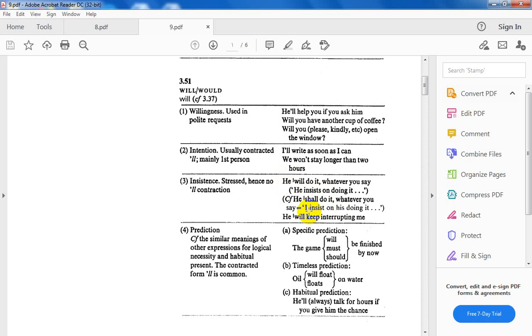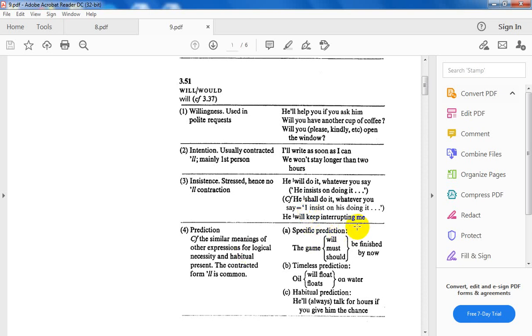For example, if I say that they shall do it, it means I insist on them. I insist on their doing it. The speaker will appear as the one who insists. But when you say they will do it, it means they themselves insist on doing it.